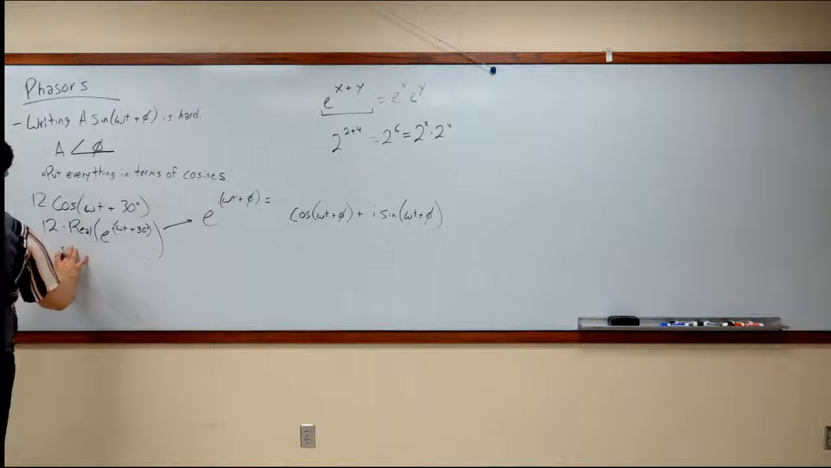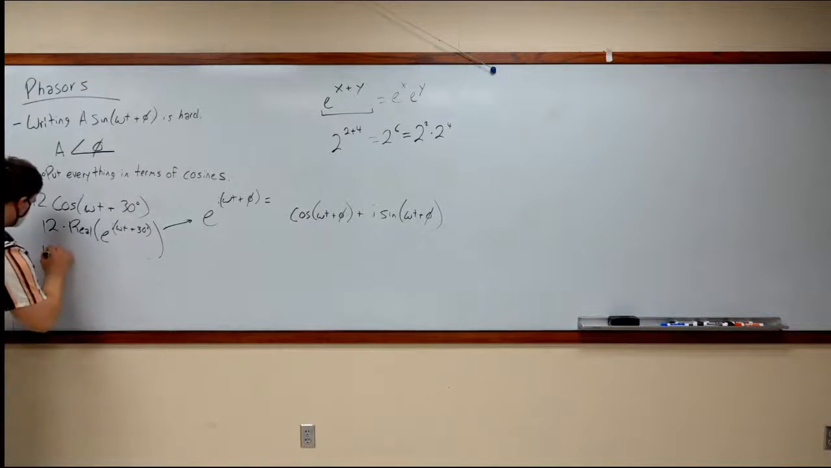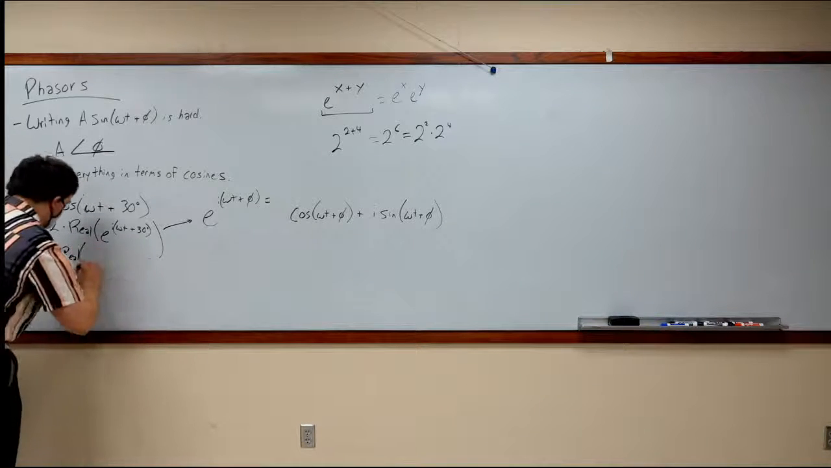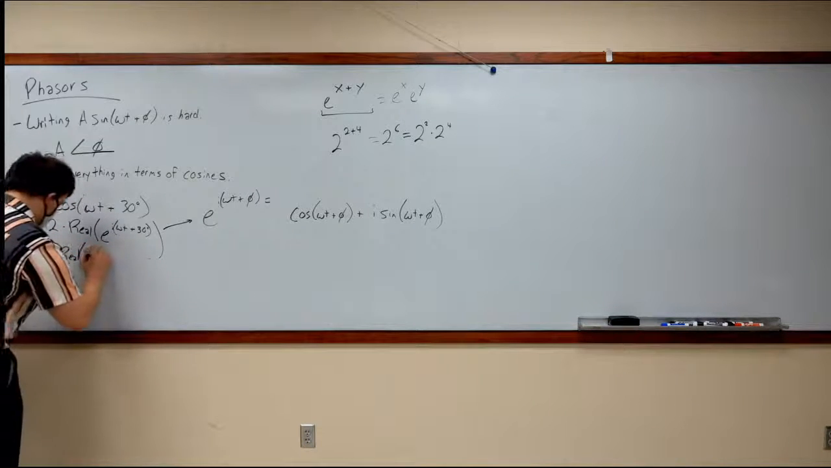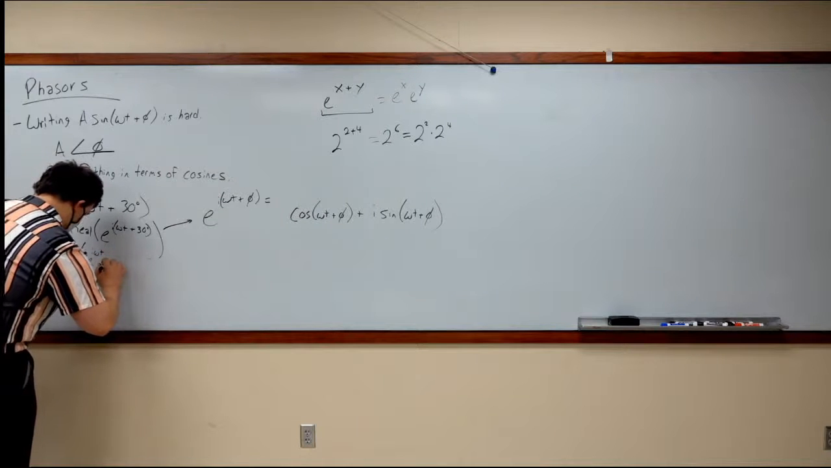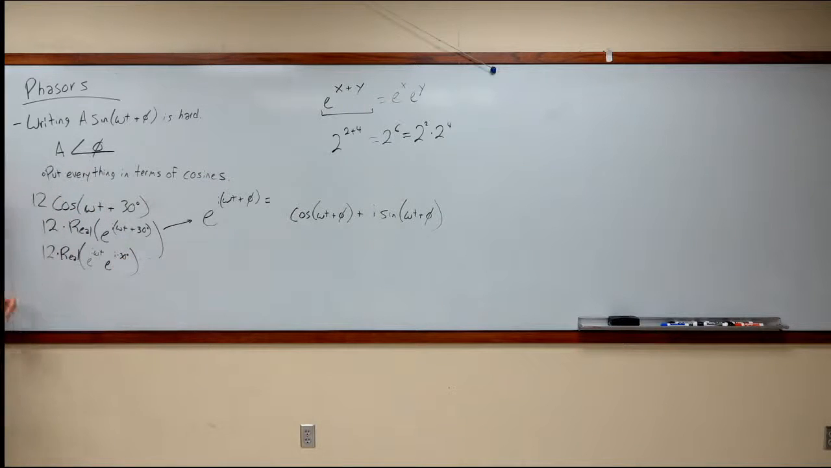12 times the real component of e to the i omega t plus 30 degrees, or phi, is equal to 12 times the real component of e to the i omega t times e to the i times 30 degrees. Okay, so this allows us to break it up a little bit.